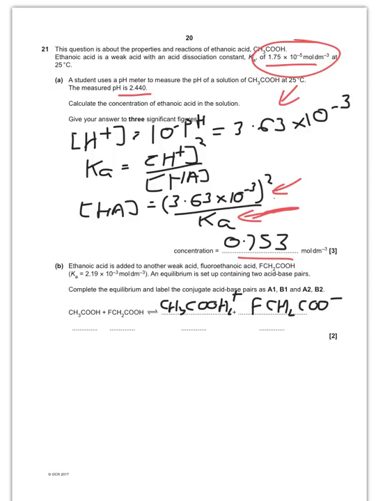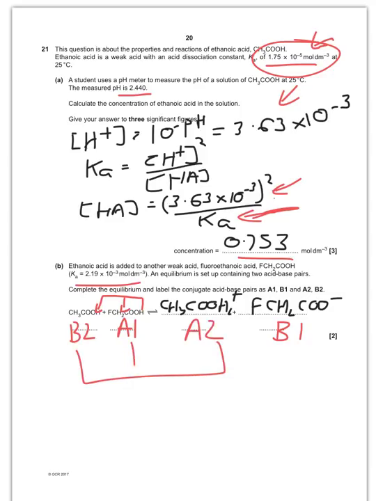Okay, ethanoic acid added to another weak acid, fluoroethanoic acid. Told you its Ka. Now notice its Ka is higher than this Ka, so it is a stronger acid, and therefore this acid will put its H plus onto that one there, as I've shown. So this therefore is acid 1, means this is base 1, means this is base 2, and this is acid 2, like so. So those two are related, and those two are related.